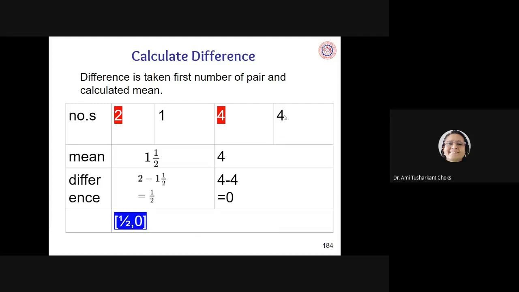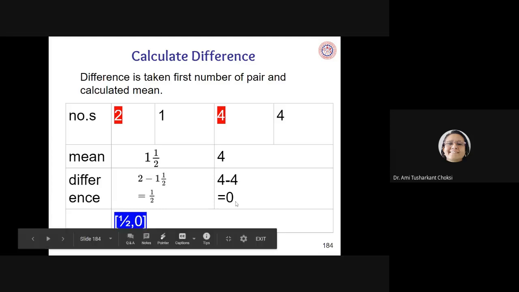So now what was the mean? The mean we have written here. What we have to do is take the difference between the first number of the pair and the mean. So 2 minus 1 and a half. Here the first number of the pair is 4 and the mean is 4, so 4 minus 4 is 0, right? So what we are getting here is 1 by 2 and 0. That is for the second level.